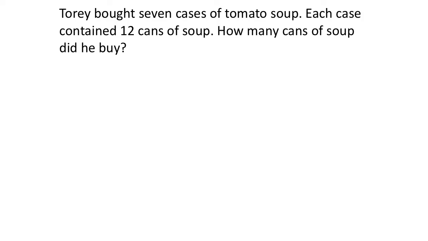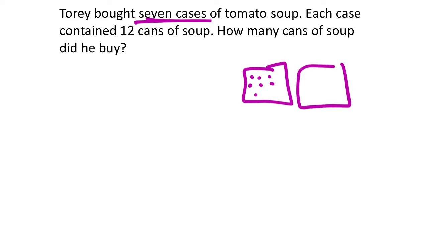All right, Tori bought 7 cases of tomato soup. Each case combined 12 cans of soup. How many cans of soup did he buy? So, well, 7 cases, right? And again, if pictures help, like if this was a case, you'd have 7 cans in it. I don't know how they're stacked, but, and you could do this.